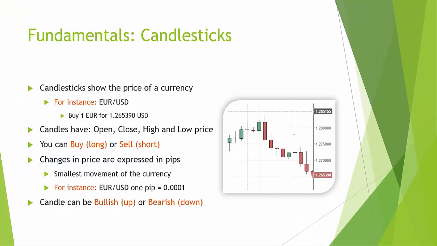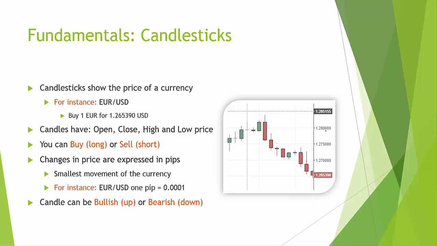The change of the price during trading is expressed in pips, and pips are the smallest movement a currency can make. In this example, 1 pip refers to 0.001. Looking at this decimal right here. That's for the basics about candlesticks.